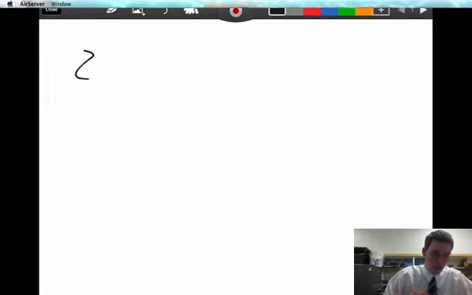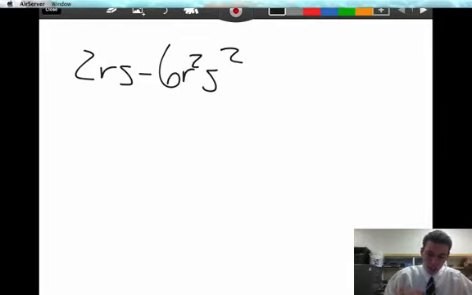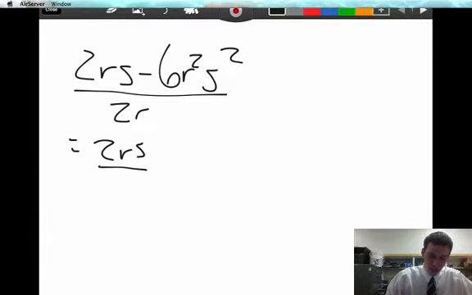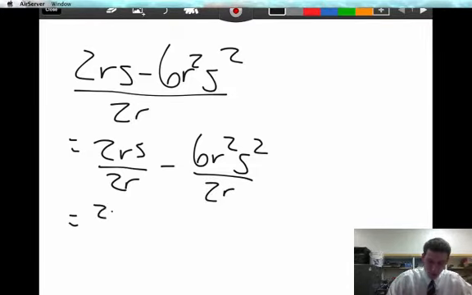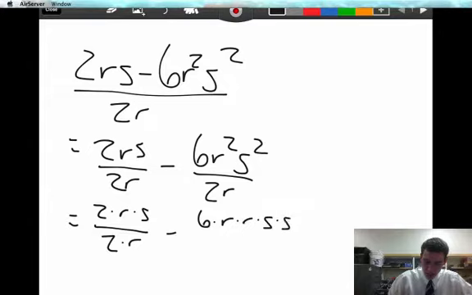So what if we're given a situation like this with exponents? 2rs minus 6r squared s squared divided by 2r. Well, you can rewrite this still as 2rs divided by 2r minus 6r squared s squared divided by 2r. But then we split this up, so it's 2 times r times s divided by 2 times r minus 6 times r times s divided by 2 times r.